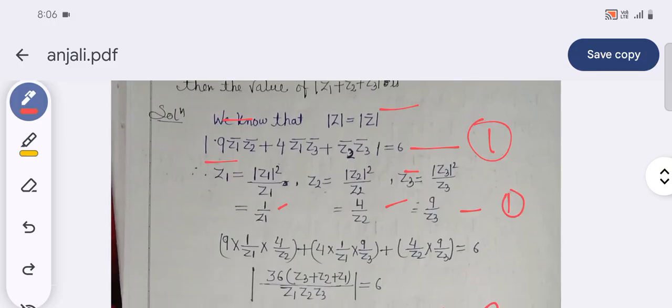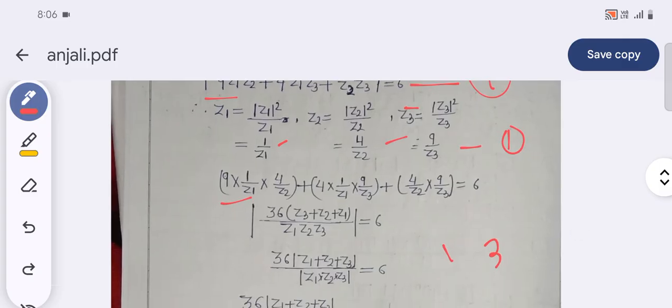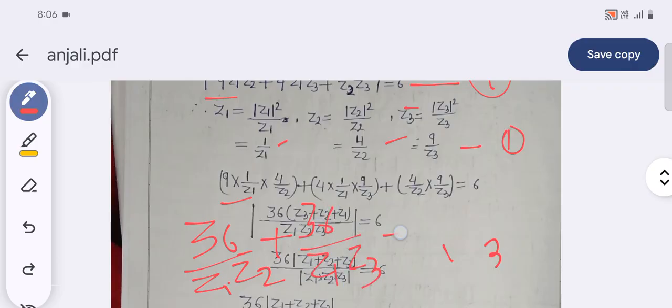So 9, what is the value of z1 conjugate? 1 upon z1, into what is the value of z2 conjugate? 4 upon z2, plus 4 into 1 upon z1 into 9 upon z3, plus 4 upon z2 into 9 upon z3 is equal to 6. It is clear? If we solve this equation, we get 36 z1 z2 plus 36 z1 z3 plus 36 z2 z3 is equal to 6.